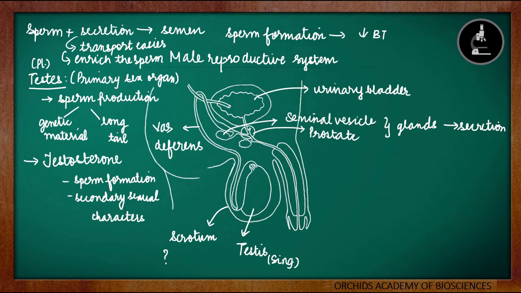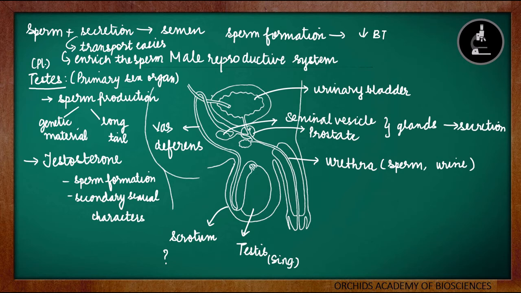So this vas deferens is coming from here, getting all the secretions from the glands and uniting with the tube from the urinary bladder. These two will open into a common tube which is called as urethra. So urethra serves as a common passage for both sperm as well as urine. So in males there is only one pathway for the release of sperm and urine, that is urethra.